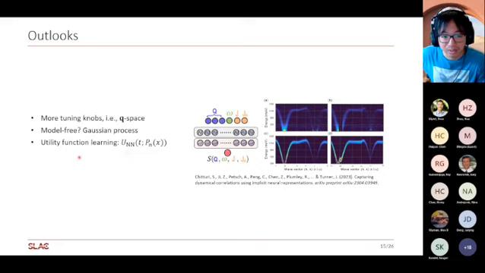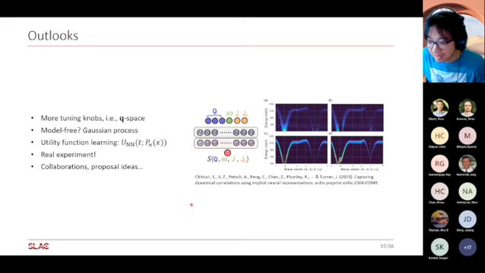We can maybe consider utility function learning, instead of doing lots of simplification and reduction and ending up with the variance function. We can just train a neural network to replace it. We have applied some in-house beamtime, and hopefully we can get a chance to apply it to real experiments. And of course, please let me know if there's anything interesting on your mind, and maybe we can work on something together.